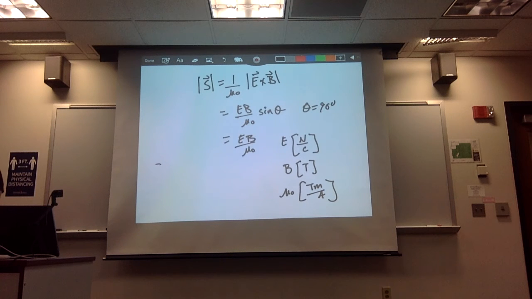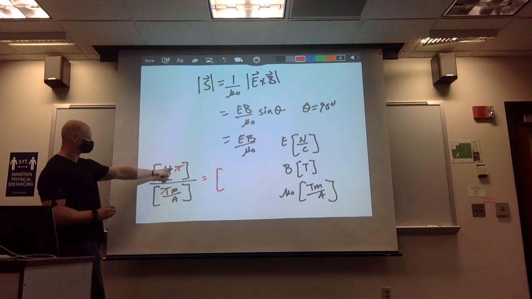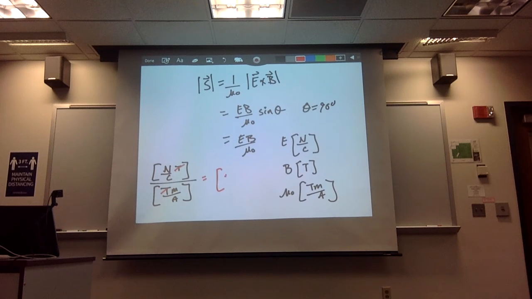This thing is going to have units of a Newton per Coulomb times a Tesla, all divided by a Tesla meter per amp. Let's look at that. In this case, the Teslas are going to cancel each other. Good. So what units does this have? The amps are going to move to the top, so this becomes a Newton times an amp per Coulomb meter.